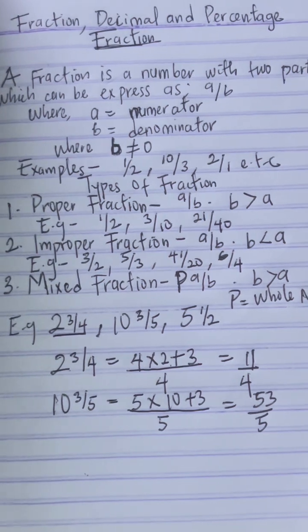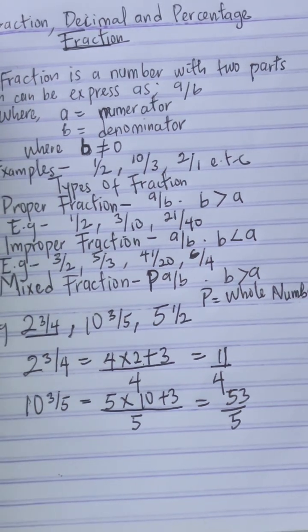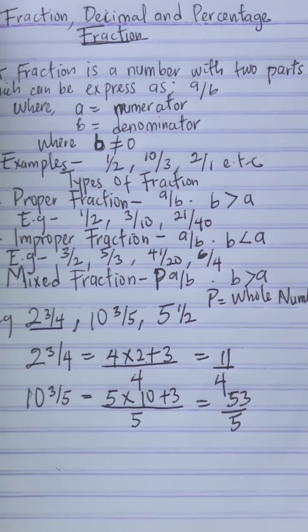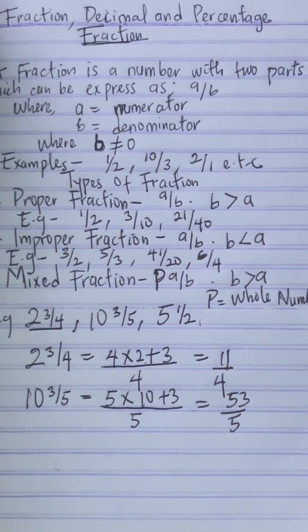You see that now? That is what? An improper fraction. Why? Because your denominator is less than your what? Numerator. All right, I'll leave this with you. Convert this and drop the answer in the comment section.